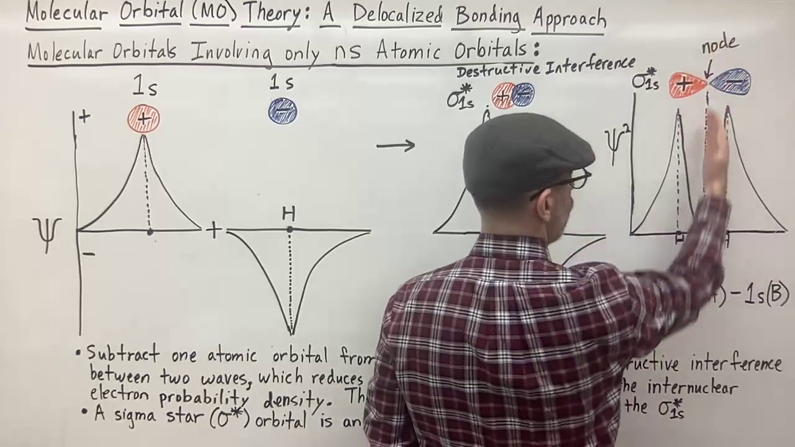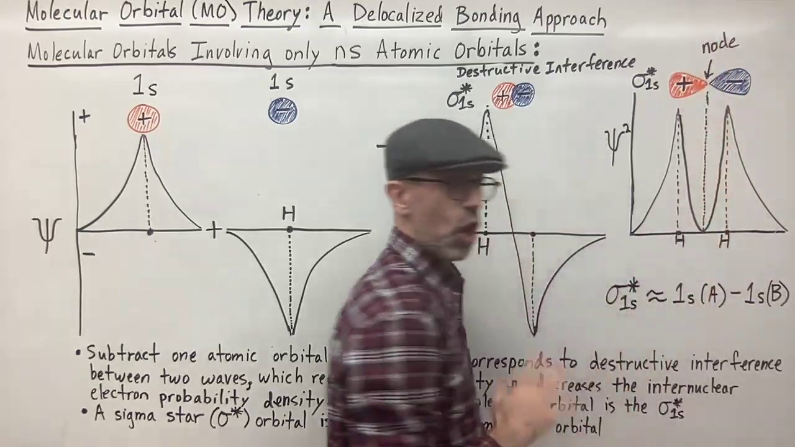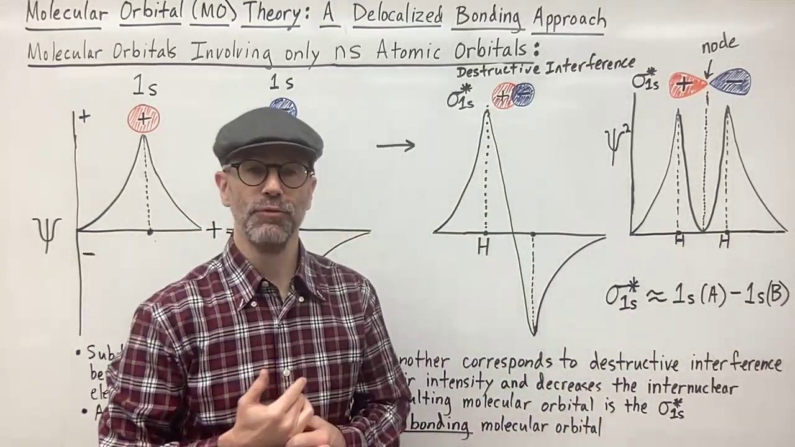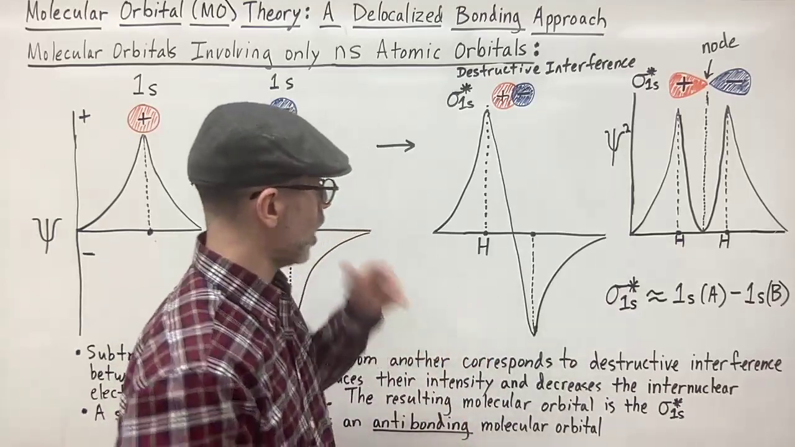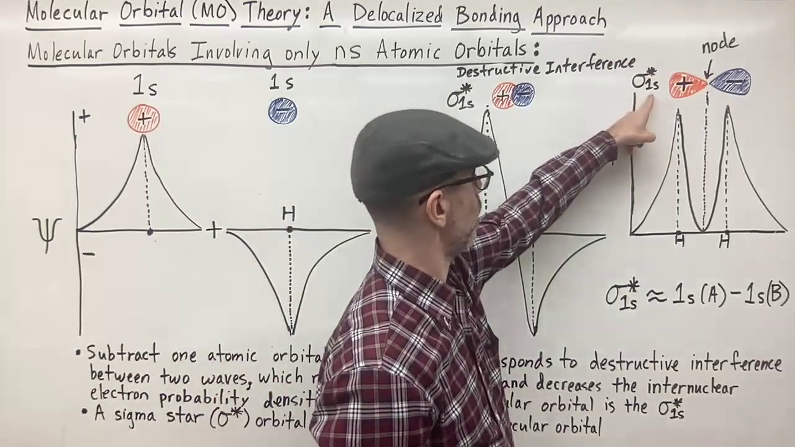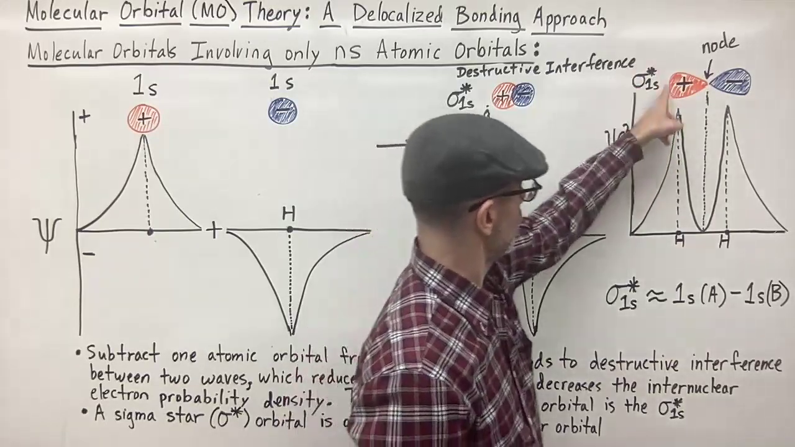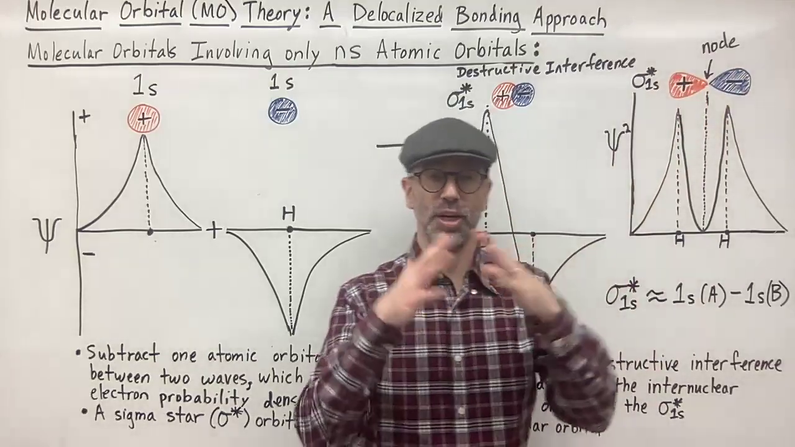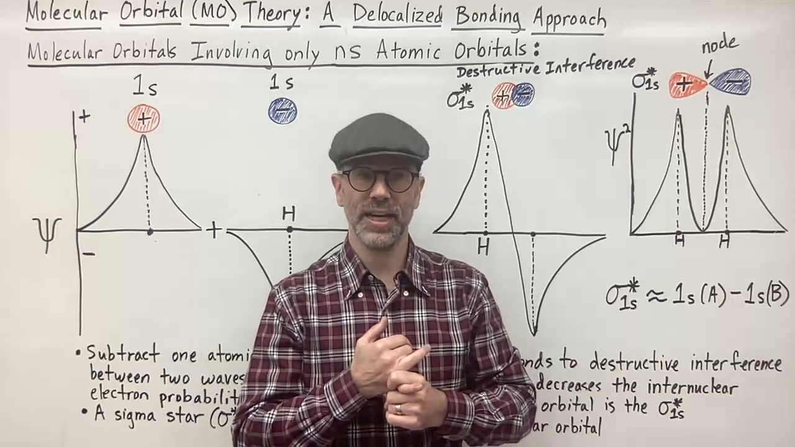So you get what is called a node. You get a planar node where there is no probability of finding the electron. And that is what we refer to as a sigma star. So a sigma star orbital, this is going to be the sigma star 1s. And so that is going to be the resulting molecular orbital formed from the destructive interference of the two wave functions. So that is our second molecular orbital.